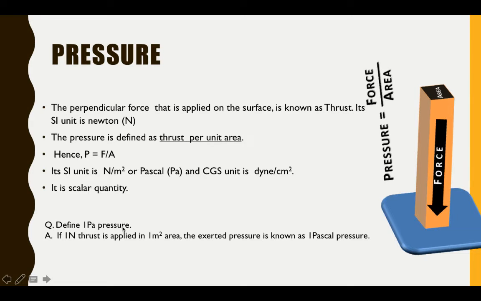Define 1 Pascal pressure. To answer such a question, we always have to take the formula. If force is 1 Newton and area is 1 square meter, then the resultant pressure is always 1 Pascal. That is why, if 1 Newton thrust is applied on 1 square meter area, then the exerted pressure is known as 1 Pascal pressure.